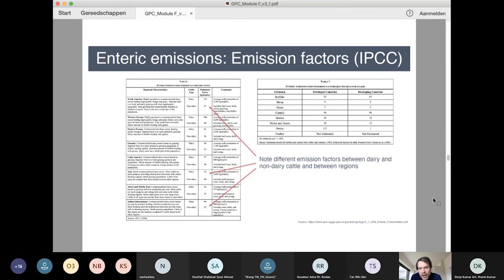And in the table in the top right, you've got emission factors for other animals between developed countries and developing countries. Those differences aren't that significant, except for sheep and for swine. But for cattle, it is very different. You'll see the difference for North America: a dairy cattle releases 118 kilograms per head per year, whereas in Asia that is 56, and in Africa that is 36. So again, apply the appropriate emission factor depending upon your stock.